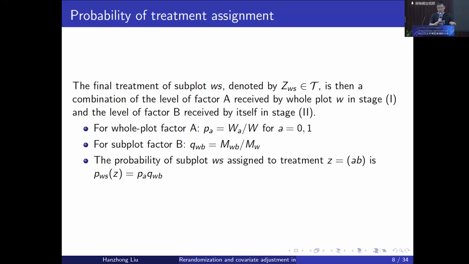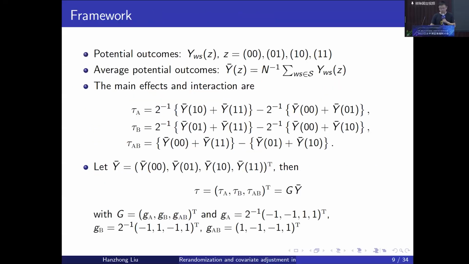In this assignment, we know that the probability of a whole plot assigned to level a of factor A is W_a divided by W, and the probability of a subplot assigned to level b of factor B is M_wb divided by M_w. Since the cluster randomization and stratified randomization are independent, the probability of the subplot assigned to the treatment combination ab is the product of p_a and q_wb.